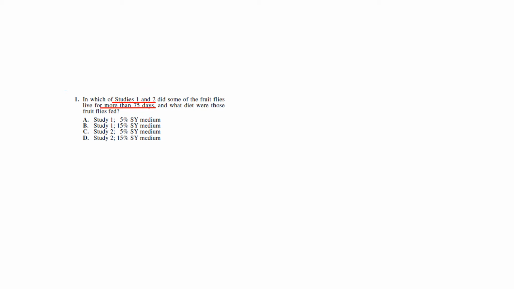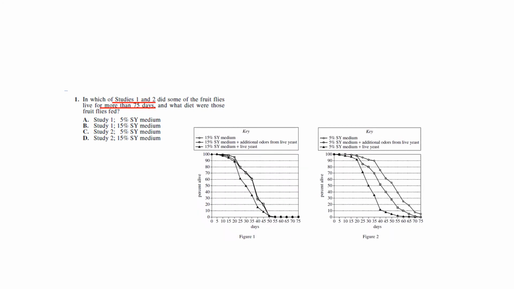In which of the studies, 1 and 2, did some of the fruit flies live for more than 75 days? So we want to put your fingers on studies 1 and 2 and find 75 days, and you'll see that some of the fruit flies are still alive, and that is in study 2, which is 5% SY medium. During studies 1 and 2, why did the size of the fruit fly population in each tube decrease rather than increase? It sounds like it should be a joke.